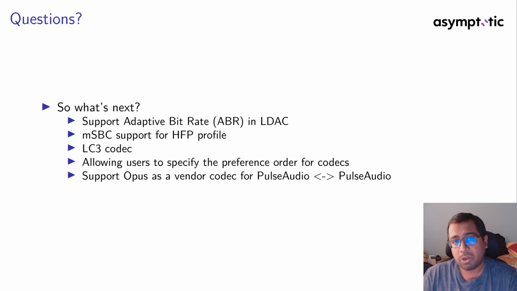Now, PulseAudio is network capable, so two machines on the same network running PulseAudio, one machine can stream audio to another machine and play sound from its speakers. Now, for this particular use case, we would like to support Opus. Opus is another codec which has some desirable properties for use cases like this.